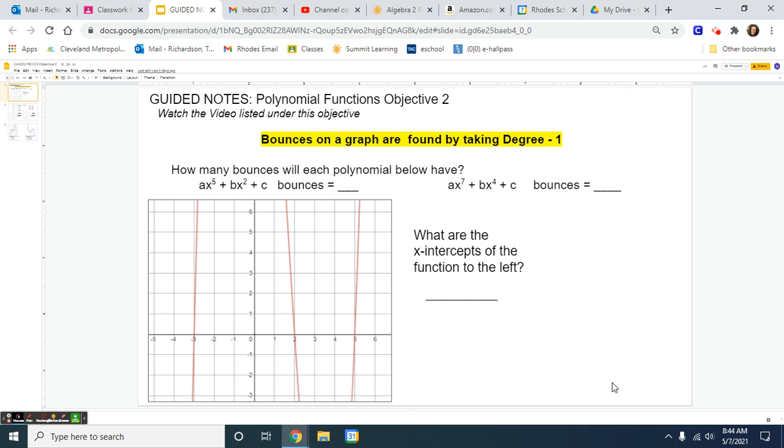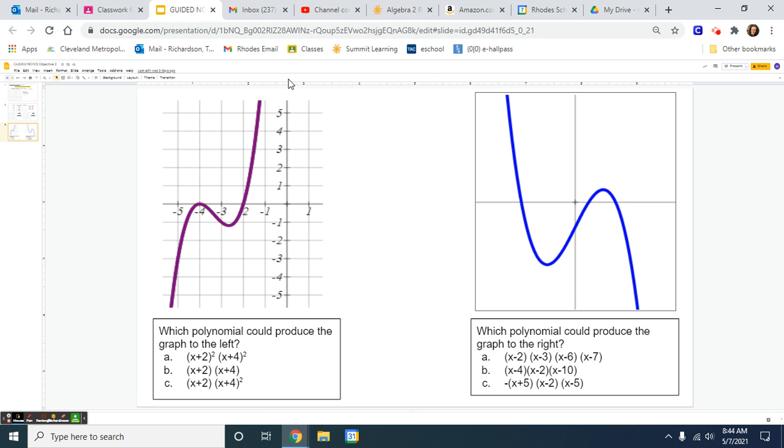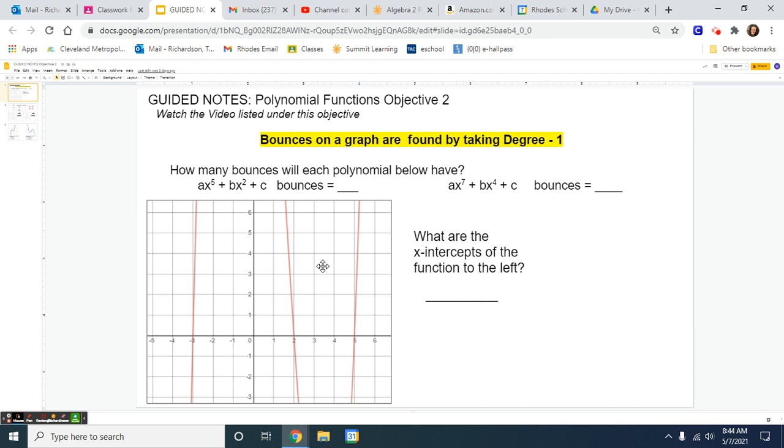So the first thing we're going to talk about are something called bounces. Bounces, which may be new, are how the graph turns. So some examples, here's some good pictures. It's how it curves up or it curves down. It curves down or it curves up. These are called bounces. And so if I'm asking you how many bounces does a graph have, you have to know how to find that.